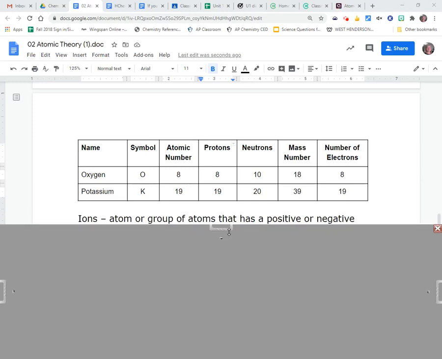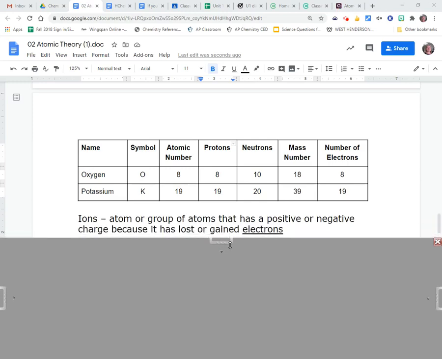Now, if something is not neutral, we're going to call that an ion. An ion is an atom or a group of atoms that has a positive or negative charge because it has lost or gained electrons. Now, remember, electrons are negative. So gaining a negative is going to make our charge more negative. Losing a negative is going to make our charge more positive. So you kind of have to think about it backwards if that helps at all.